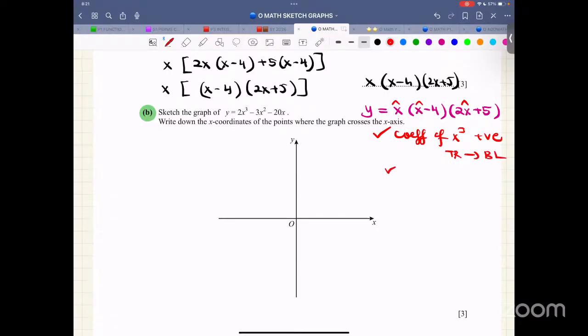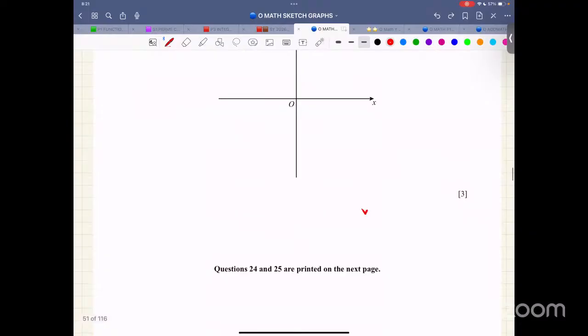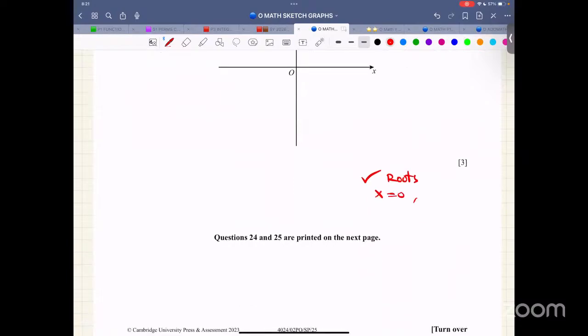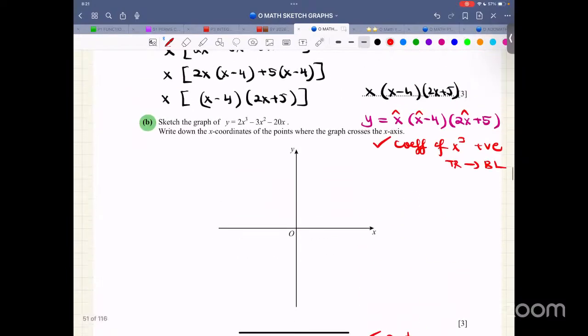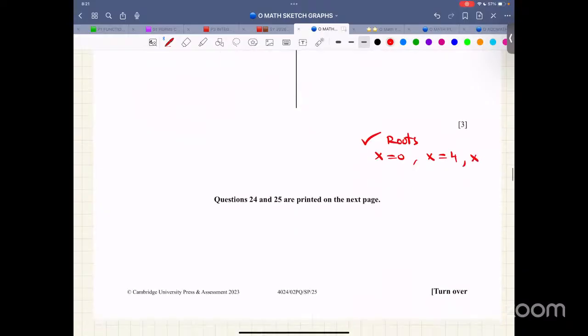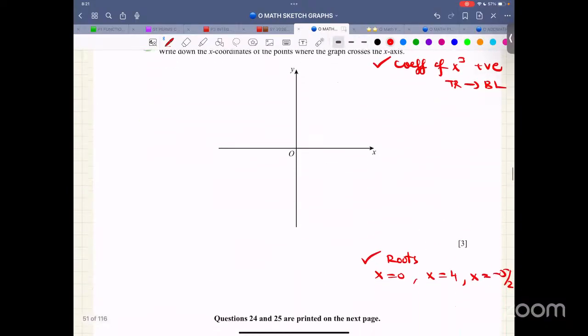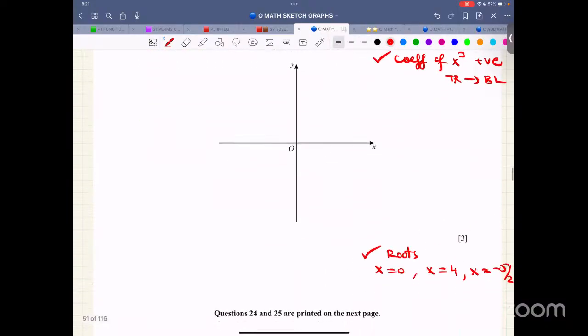Next thing are the roots. Let me write it below so that it does not mess up my beautiful graph. So roots, x equals 0, x minus 4 equals 0, x is 4, 2x plus 5, so x is negative 5 over 2. So there is 0, there is negative, there is positive, and let's get started. So somewhere over here, like this. And let me just make it thinner.